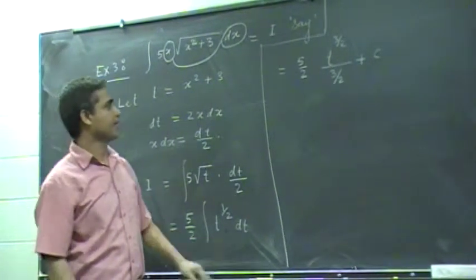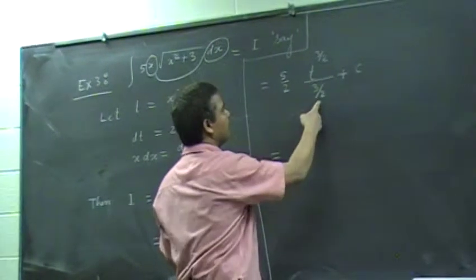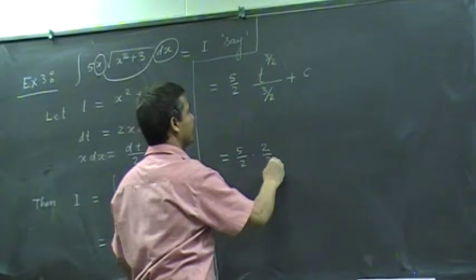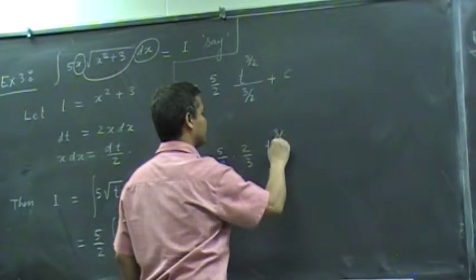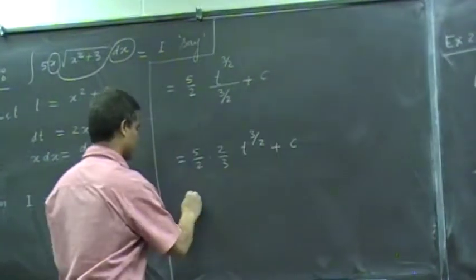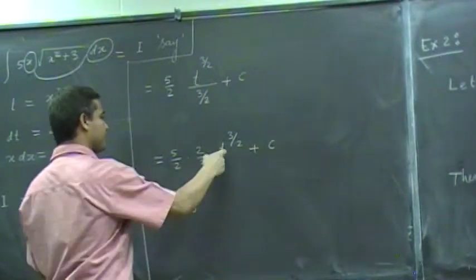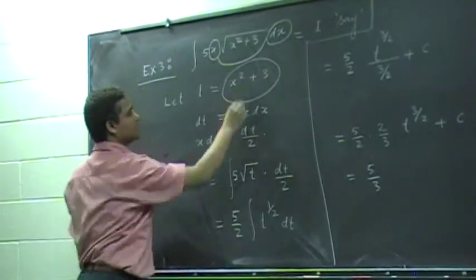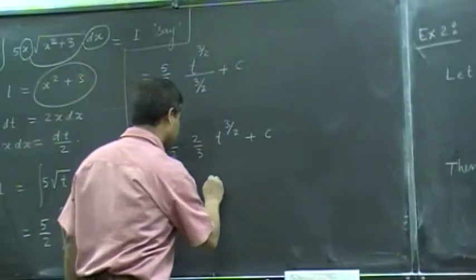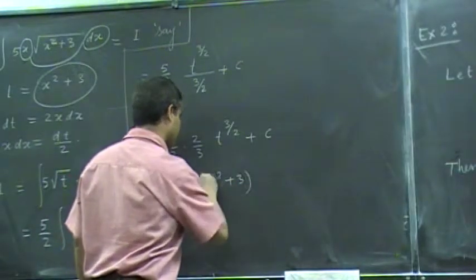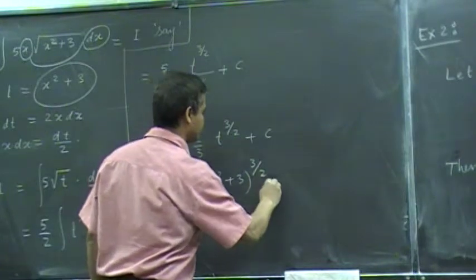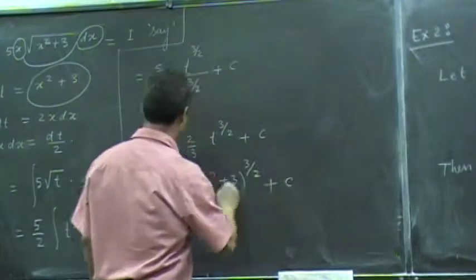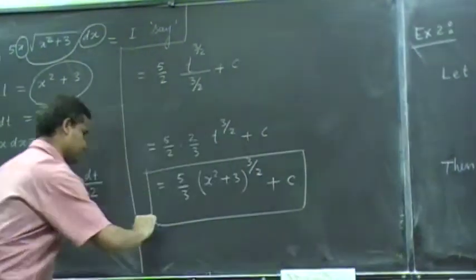This flips, so 2 over 3, 5 over 2 times 2 over 3, t to the 3 over 2 plus constant of integration. This is 5 over 3. Let me substitute for t. What is t? x squared plus 3. So (x squared plus 3) to the 3 over 2 plus c. This is the required integral.